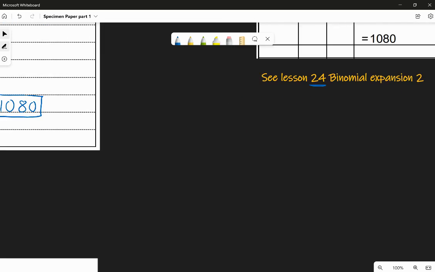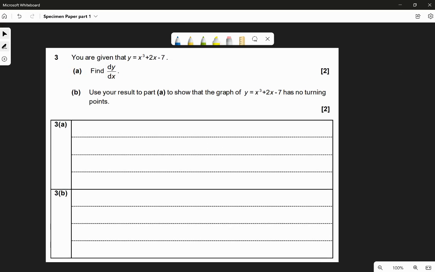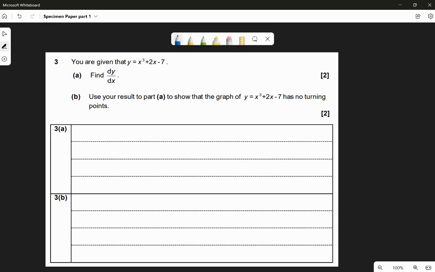Okay, let's have a look at question 3. You're given that y is equal to x cubed plus 2x minus 7. Part A is find dy by dx. dy by dx is the derivative of the function. It is the gradient function. So we have to differentiate y with respect to x to get dy by dx.